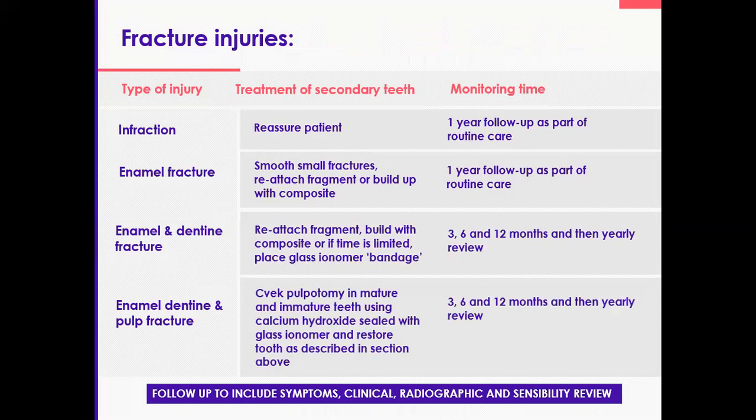And finally, in enamel-dentine-pulp fractures, do a pulpotomy using calcium hydroxide or bioceramics, but not MTA, remember, and seal with glass ionomer and restore the tooth. And review in 3, 6, and 12 months, and annually thereafter, looking for evidence of pain, discomfort, sensibility testing. You shouldn't have any swelling, any discharge, no mobility, no sign of apical radiolucency, no sign of resorption, vitality is still there, and so on and so forth.